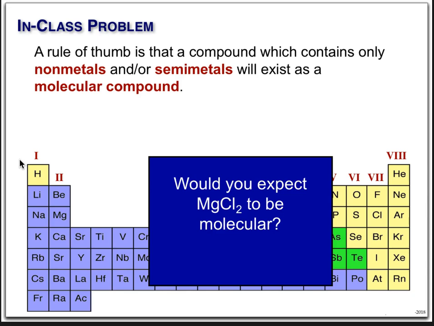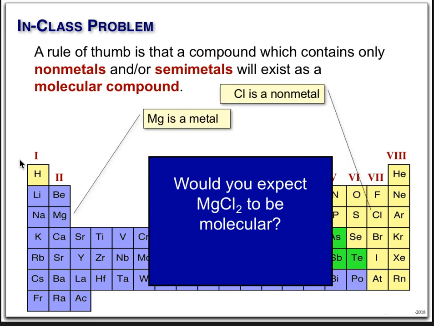Magnesium chloride. What's that? First thing we do is find magnesium. Magnesium is here, isn't it? It's a metal. It's one. Chlorine is over here. It's a nonmetal. If your compound contains a metal at all, it is ionic. It is not molecular.